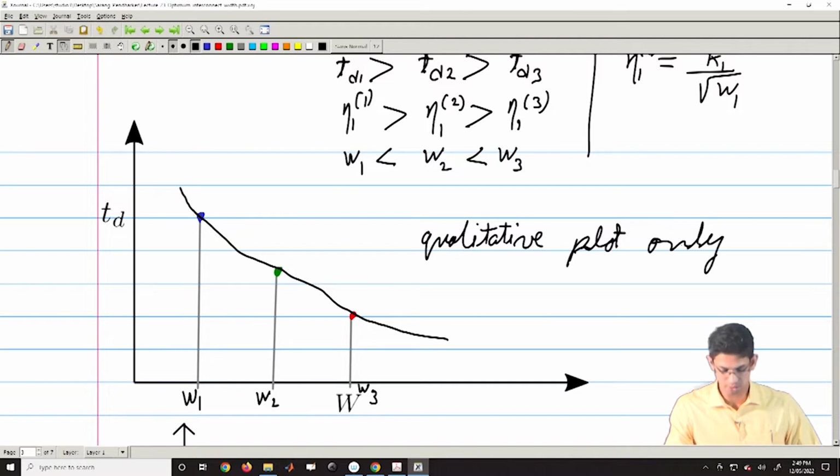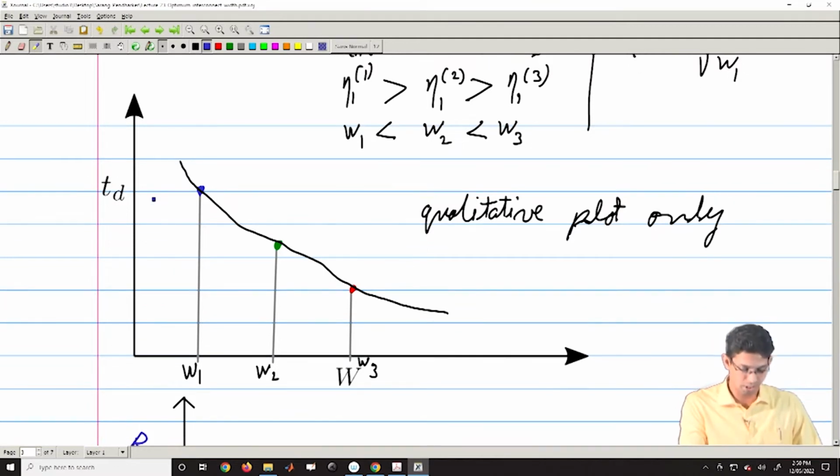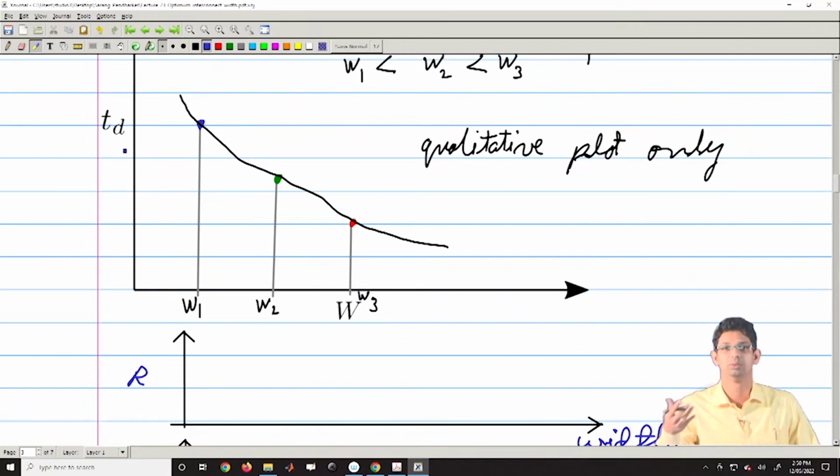Let me clarify that we are only looking at the trend. I am not saying this is following exactly this curve. It is not a straight line falling like this, but there would be a complicated function for TD depending on W1. But what we can say for certain is that for an unloaded interconnect, if I go on increasing my width, my delay time would reduce, or if I go on reducing my width, in that case my delay would increase.